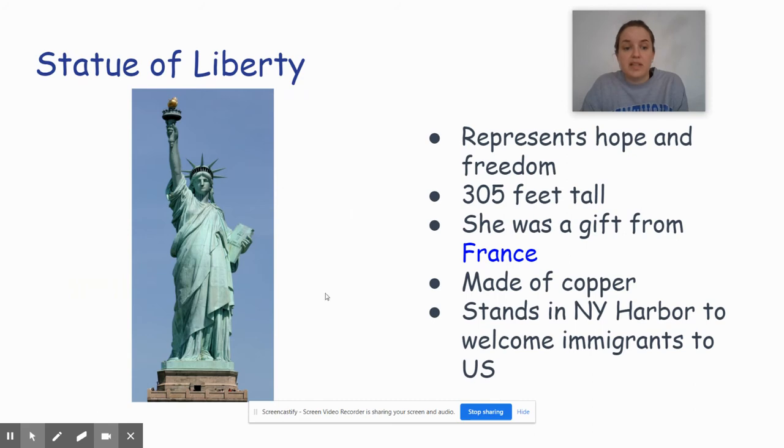The next symbol is the Statue of Liberty. The Statue of Liberty stands very tall. She's 305 feet tall. She stands in New York Harbor, and she welcomes people to our country. A long time ago, when immigrants, is what they were called, would come from other countries to the United States, they would first see the Statue of Liberty. She represents hope and freedom for a new life. These people were coming to the United States because they wanted freedom. It was a gift from another country. She was a gift from France. And even though she looks green because of weathering, she's actually made of copper. Copper is the same color you see on a penny.